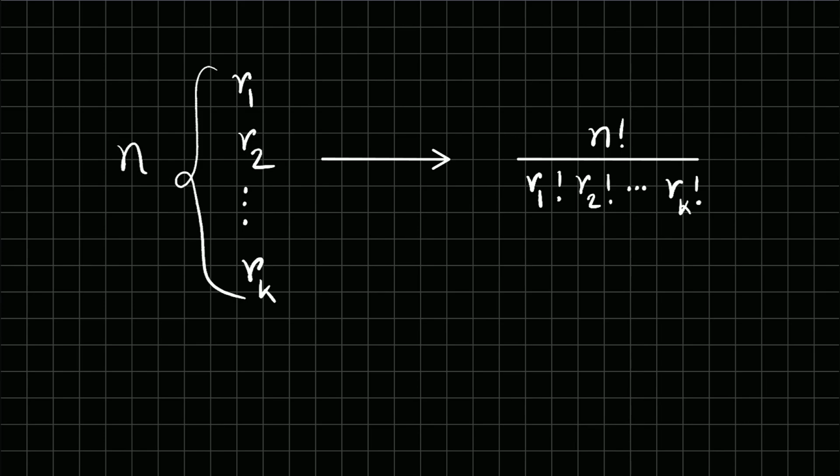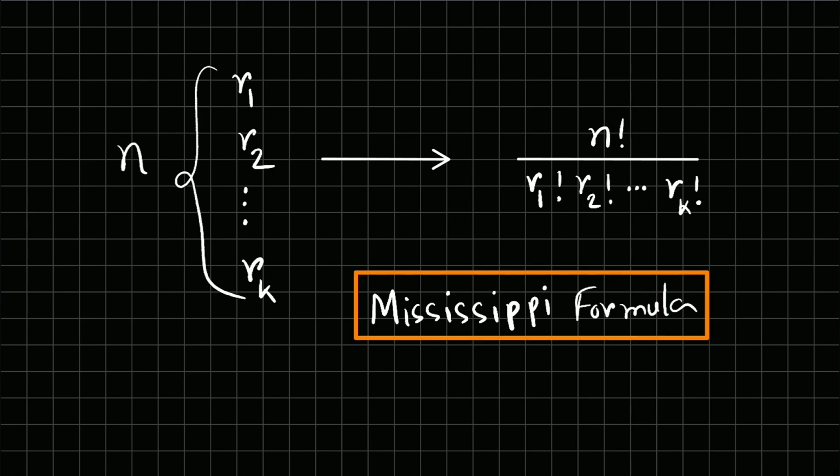In general, if we want to permute n objects and out of those n objects there are r1 number of one type of identical objects, r2 number of a second type of identical objects, and so on up to rk number of another type of identical objects, then the number of ways we can permute those n objects is n factorial over r1 factorial times r2 factorial times up to rk factorial. Since the word Mississippi is such a nice example here, this formula is sometimes called the Mississippi formula.